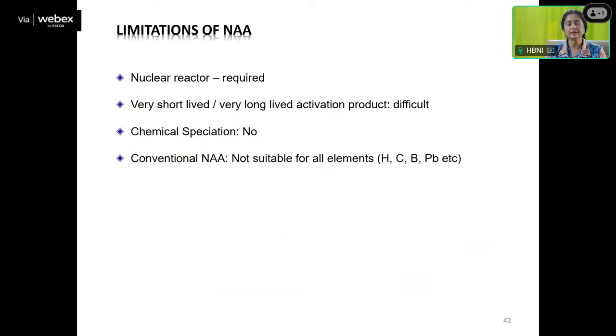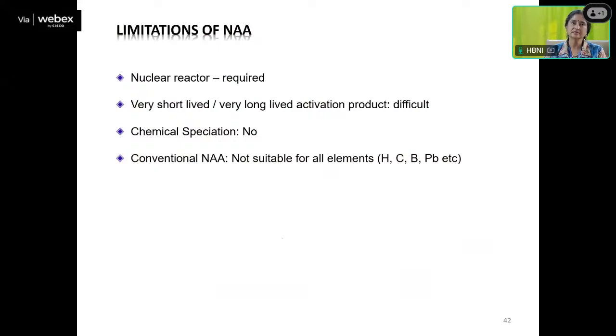Now the limitations of NA: it requires a reactor. Very short-lived or very long-lived activation products can be there in your sample, so you have to irradiate your sample for different times for quantifying the short-lived and the very long-lived ones. But for the very long-lived, if you irradiate for a long time, then the short-lived nuclides will be very highly activated, and that can create some issues during your analysis.